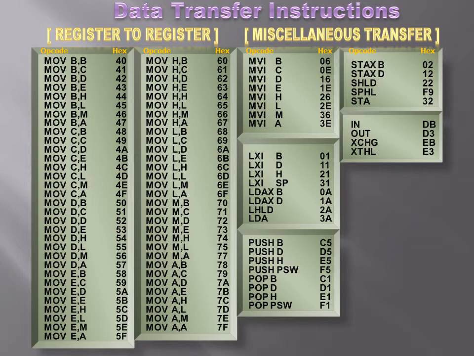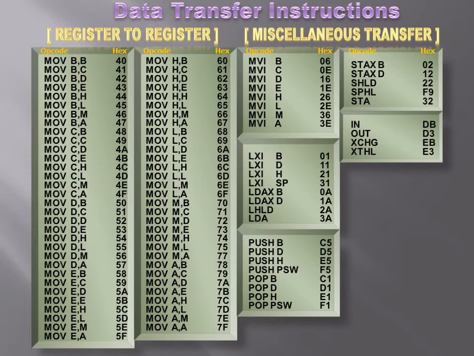So there are other load instructions, extended load instructions, or loading HL, or loading accumulator. These are other load instructions also. Then we have the stack instructions, PUSH and POP also.